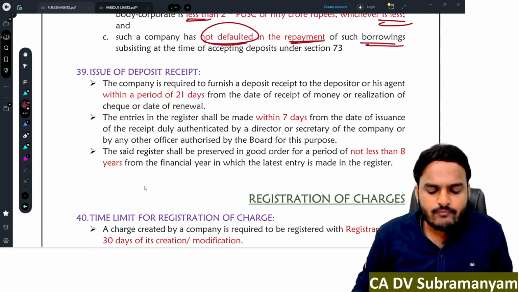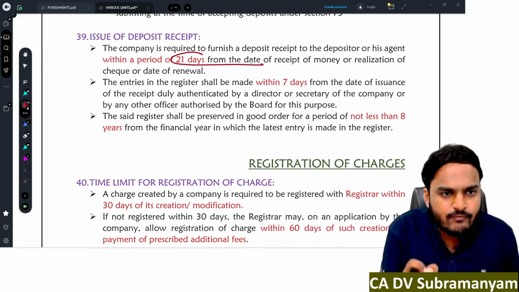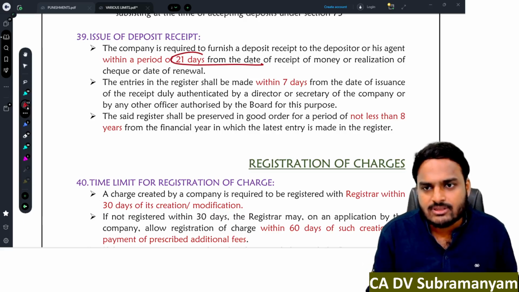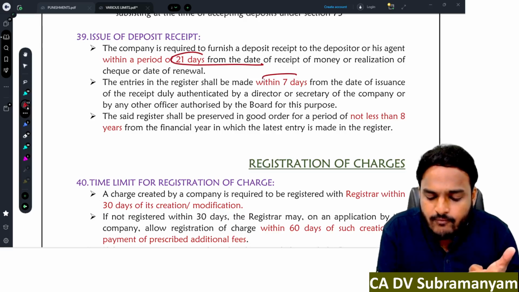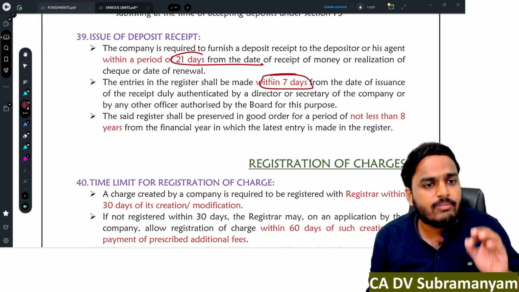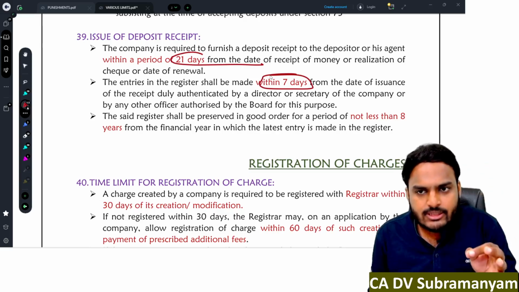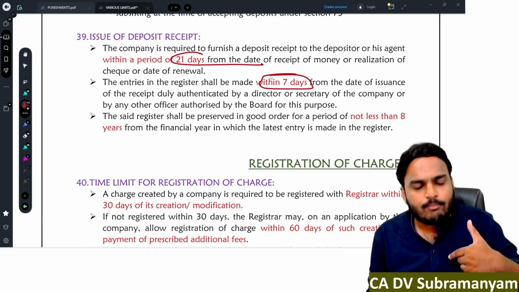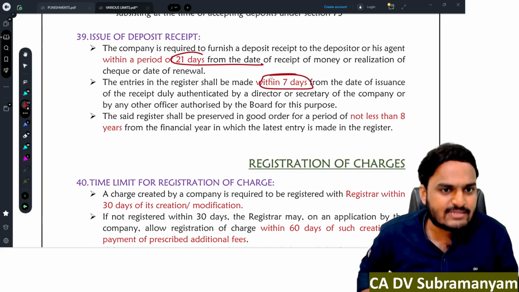Next, issue of deposit receipt. Within a period of 21 days from date of receipt of deposit money, the company has to issue deposit receipt. The time limit is 21 days. And after issuing deposit receipt, within 7 days, the company has to update the deposit register. So for issue of deposit receipt, the time period is 21 days from receipt of money, and updation in the registers is within 7 days from date of issuance of receipt.